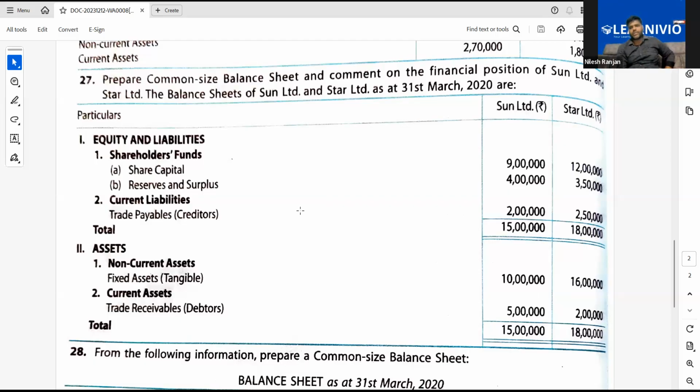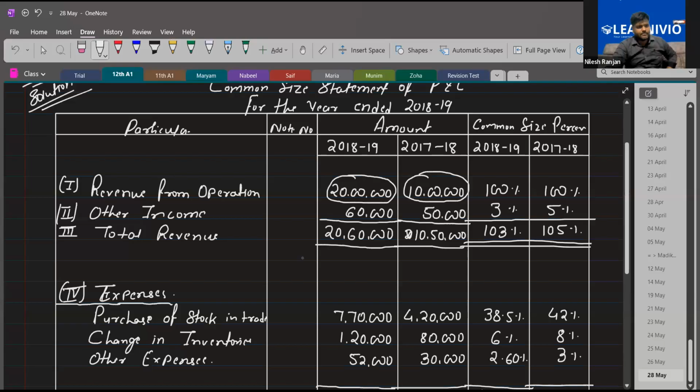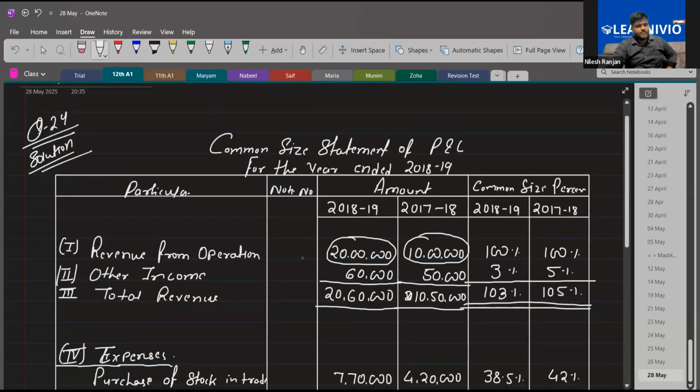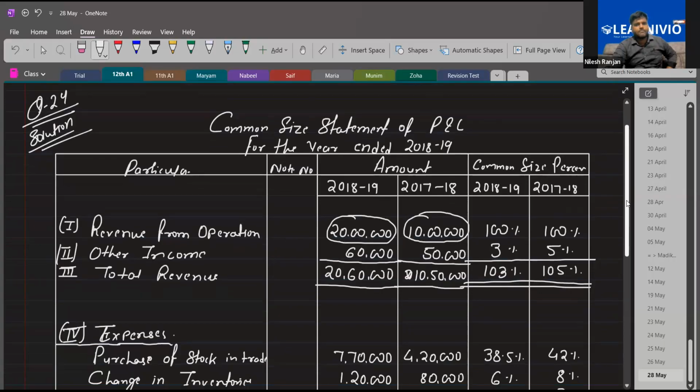Remaining percentage you can calculate. Please do it. Do you want to copy the solution I have done? Okay, please write this first, then you will solve the question.